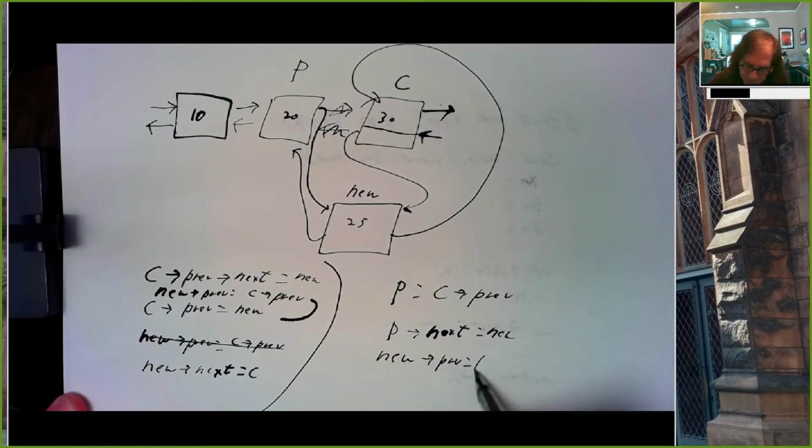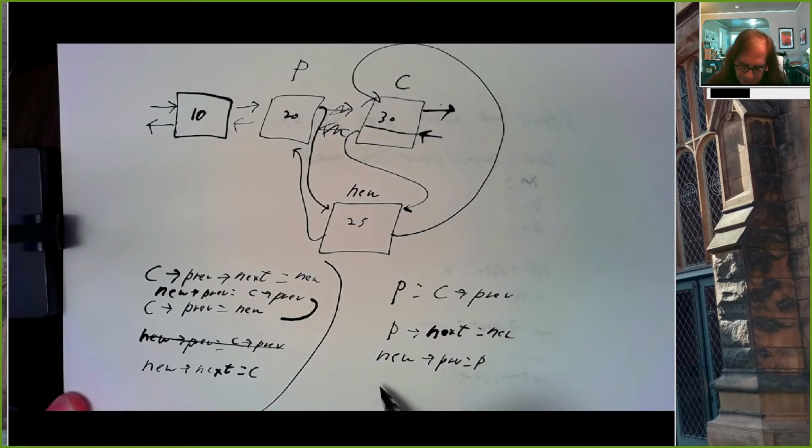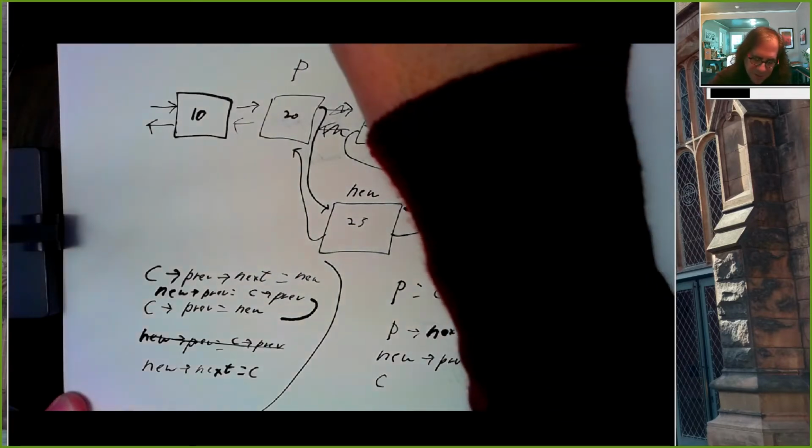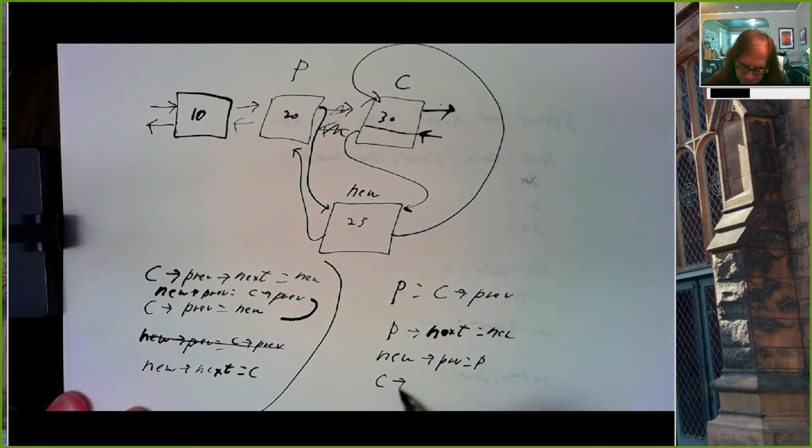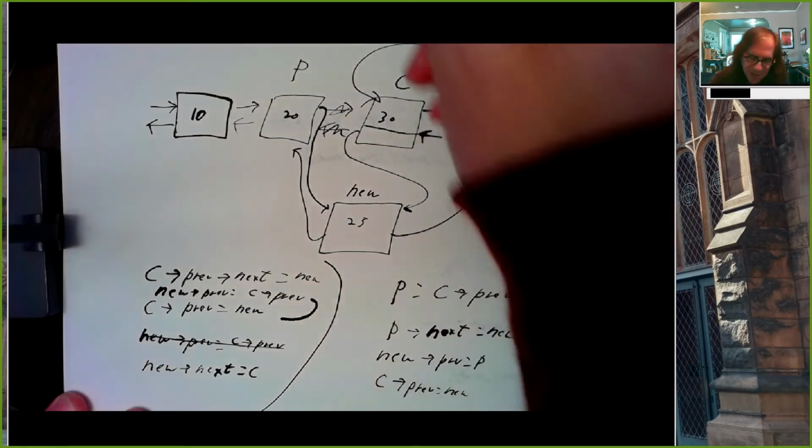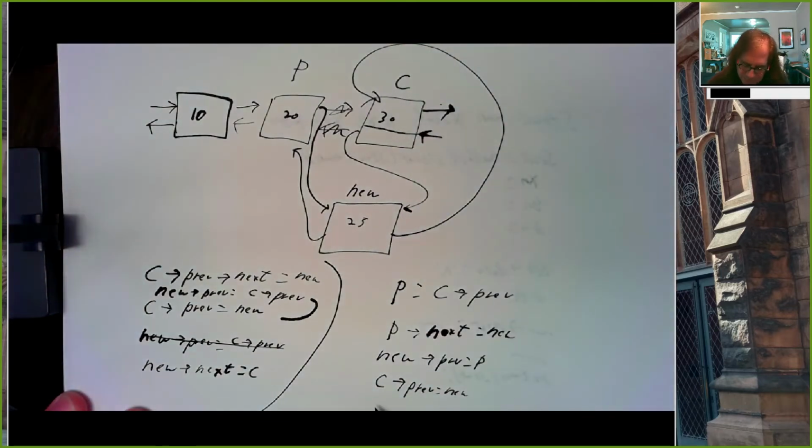New previous equals P. C previous equals new. And new next equals C. And it is a little less efficient, but there's absolutely nothing wrong with making temporary variables and using them.